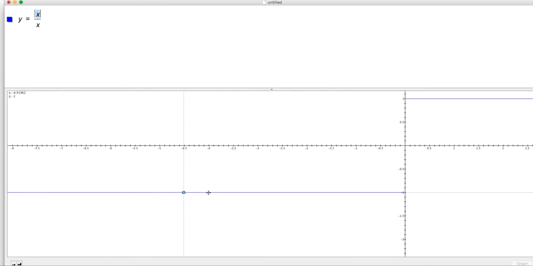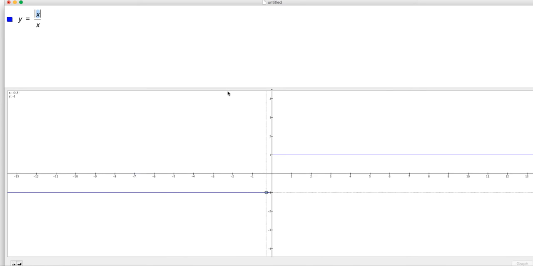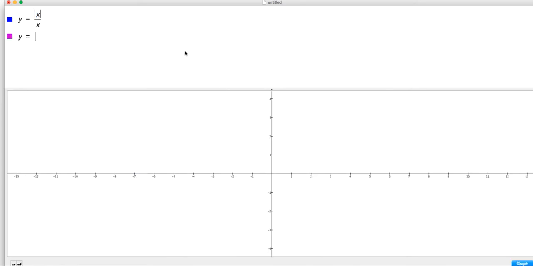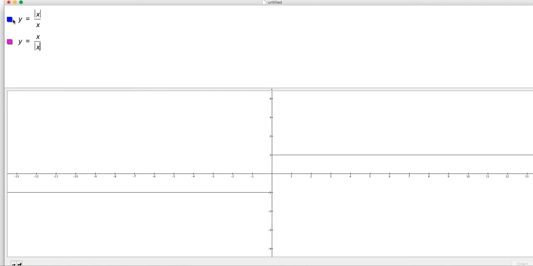Similarly, as x approaches 0 from the left, y does approach a height, even though y doesn't equal the height when x equals 0. As x approaches 0 from the left, y approaches a height of -1. And it's interesting to note that the reciprocal of this function, which is x divided by the absolute value of x, is exactly the same graph. So whether we have the absolute x over x or the reciprocal, we have the same function.